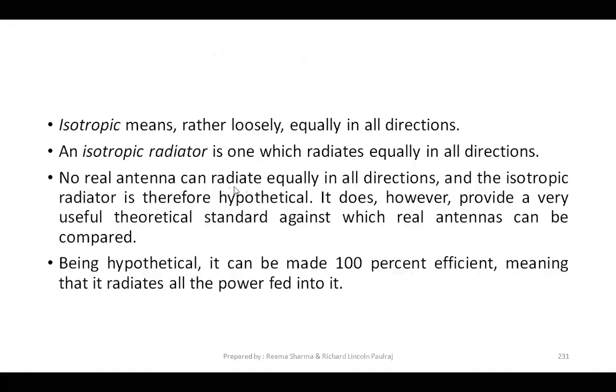No real antenna can radiate equally in all directions. So practically, we cannot find an antenna radiating signals 100% efficiently over 360 degrees, because there will be some practical issues. It does, however, provide a very useful theoretical standard against which real antennas can be compared. So I set a high standard, which is 100%, but I may not be able to achieve 100; maybe 90 or 85. If I reach that, that's going to be the best value.